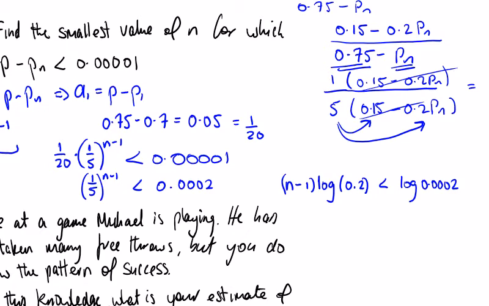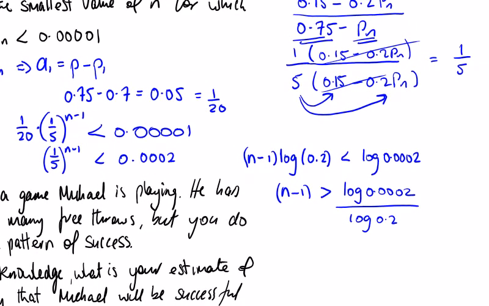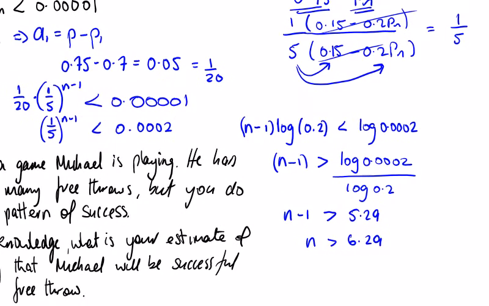Now just on your calculator, that's going to give you a negative value. So if I divide across by the log of 0.2, we know if we divide by a negative with these inequality symbols, we're going to need to reverse the sign. So greater than from less than, 0.002 divided by the log of 0.2, and on a calculator this is going to give me 5.29. So bringing the 1 across, n has to be greater than 6.29, and I think they told us we're all natural numbers, so n will be equal to 7 in this case.